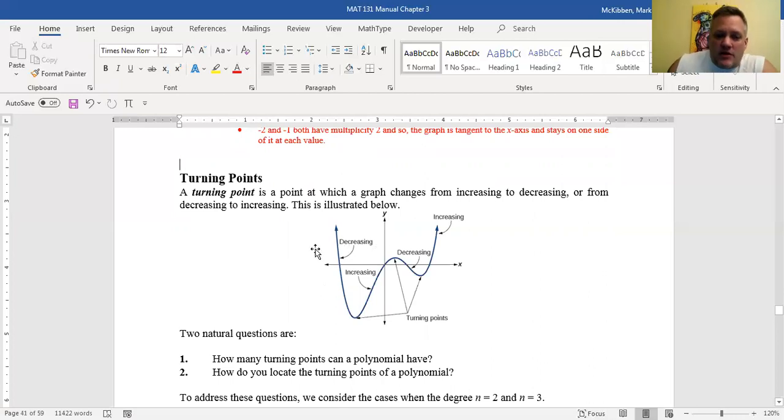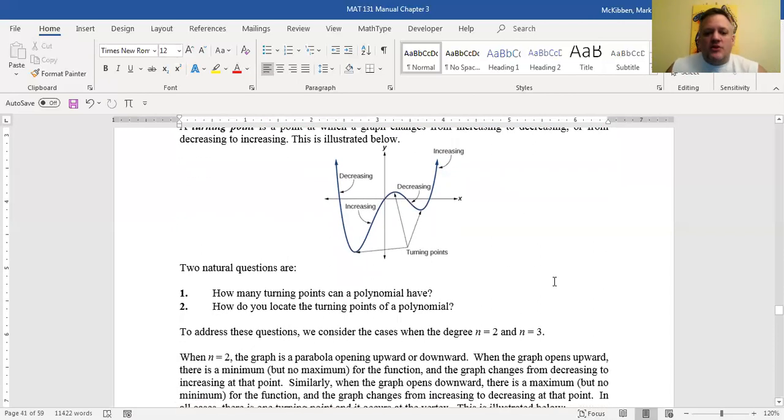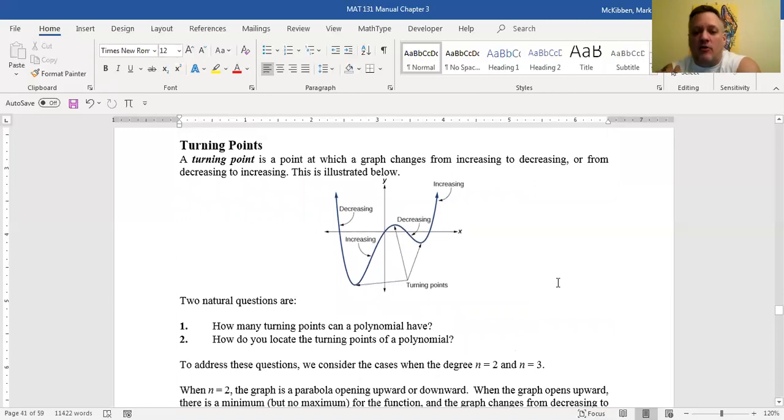All right, so if you actually go from decreasing to increasing or vice versa, at some point you're going to have a local min or a max. It's going to change at that point, so that would be a turning point. That would be a turning point as with this. Okay, so the question is, how many turning points can a polynomial have, and how do you find them?